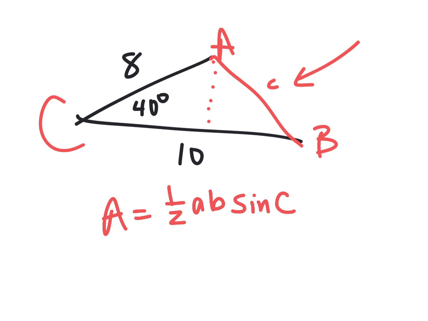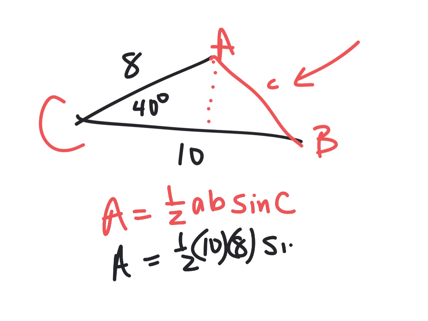I know this chair's moving around, but we're not leaving yet. Would everybody please find the area of this triangle? Area is 1/2 of A is 10, B is 8, sine of 40. Oh my gosh, it turned out pretty cool. 40 sine 40.